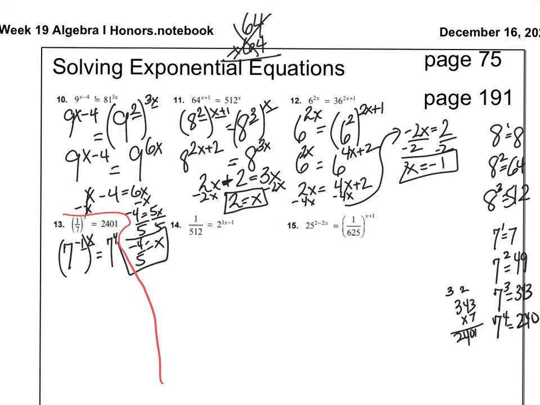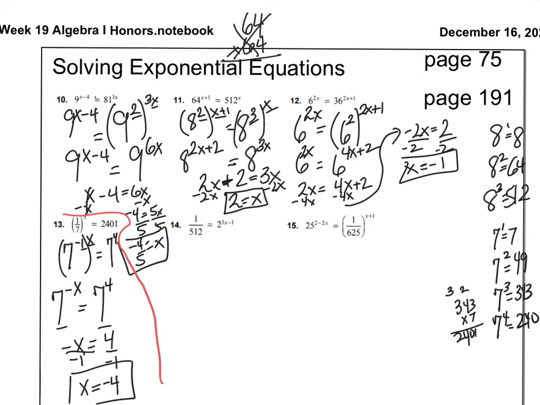Multiply your power of a power. So 7 to the negative x is going to equal 7 to the fourth power. And then my bases are the same, so negative x equals 4. Divide by negative 1. X is negative 4.